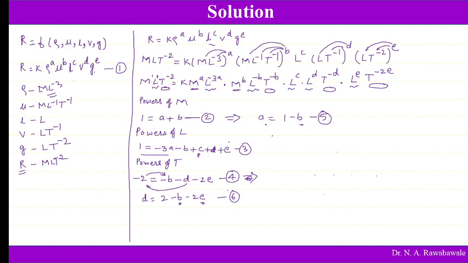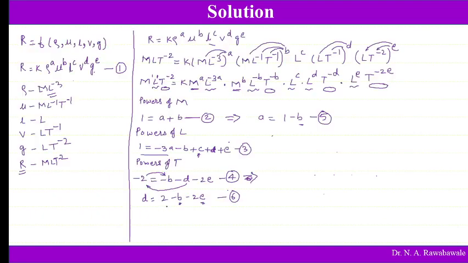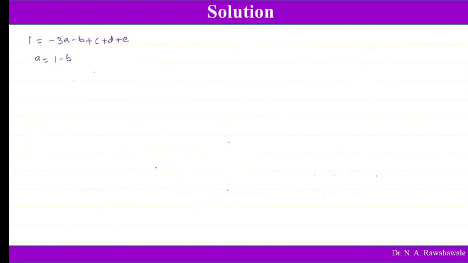And we have two more equations, that is equation number 5, a is equal to 1 minus b, and d is equal to 2 minus b minus 2e. Now we will substitute these values in this equation in place of a and in place of d, and we want the result in terms of b and e. So keeping c on this side only, we transfer all other terms to the other side.